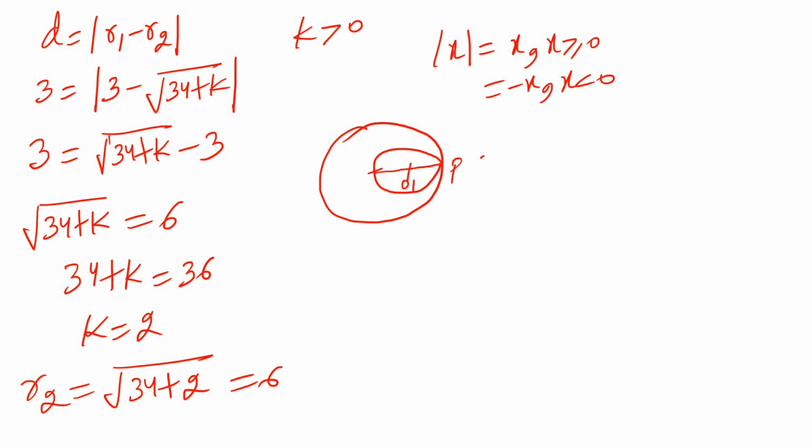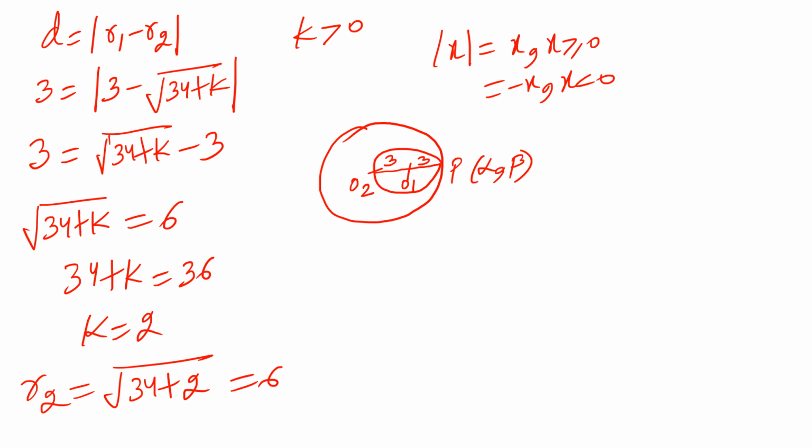Why? Because we know that whenever two circles touch each other internally, then the centers of the two circles and the point of contact are all collinear. That means O2, O1 and P are collinear. Now since O2P is equal to 6, O1P is equal to 3, and obviously O1O2 is also 3, hence O2 lies on the first circle, right?